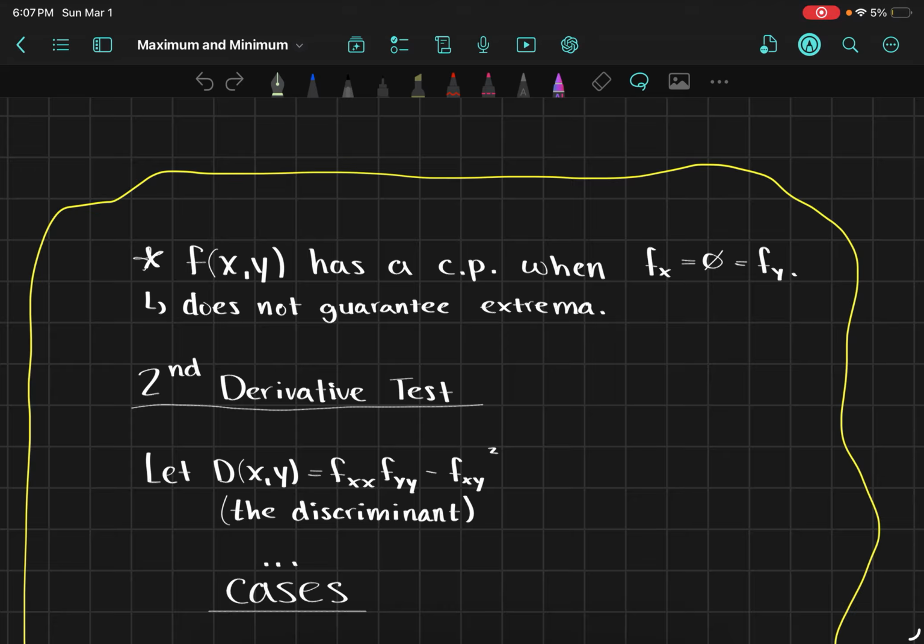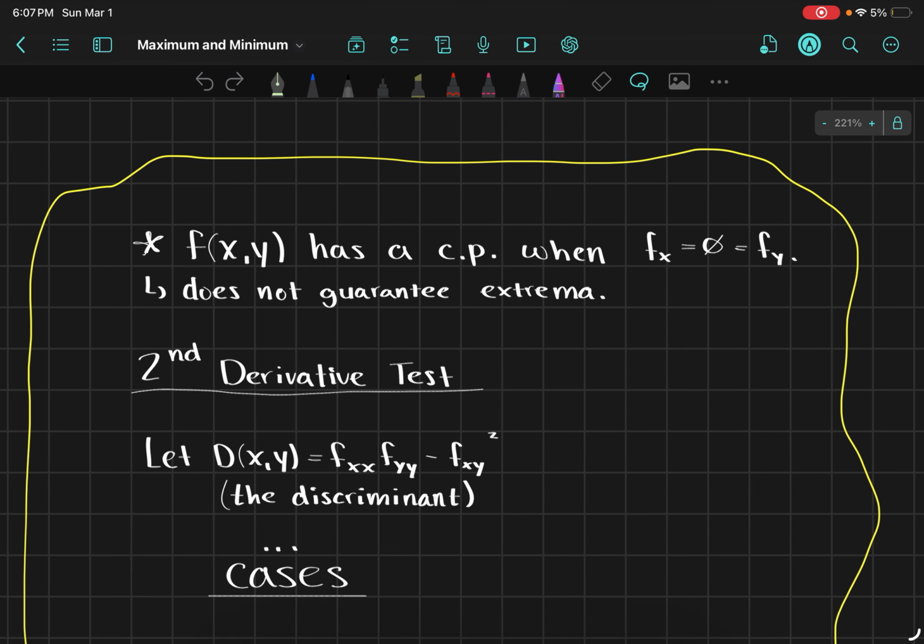And if this isn't extremely digestible to you, basically what this is saying is that there are critical points when both partials are equal to 0. So let's go ahead and get to the second derivative test, which is the second part of my 3-step process. Second derivative test: let D of x, y equal the double partial with respect to x times the double partial with respect to y, minus the partial of xy, squared. This is called the discriminant. This is essentially just the second derivative test.